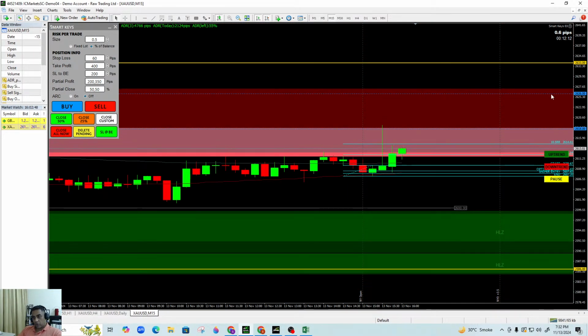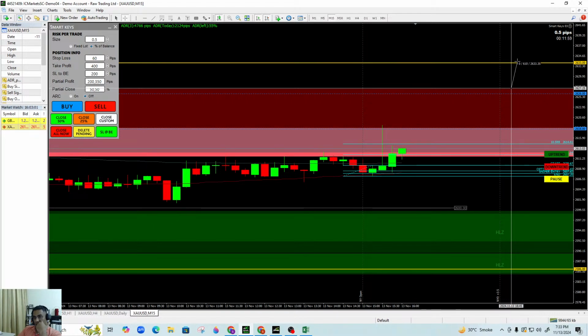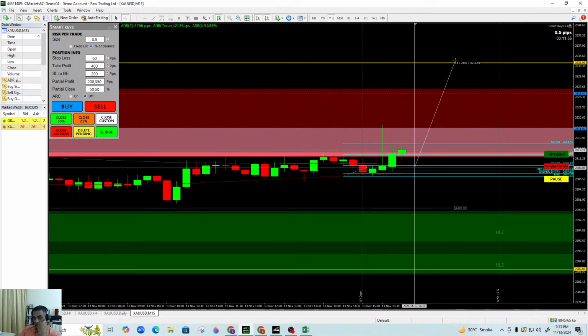And then the next one should be 2633. If we do close above 2626, with about a 15-minute or a 30-minute candle close above this supply zone, then we should pull back and head to another 61 pips to 2633. So that's the move, a 240 pip move.